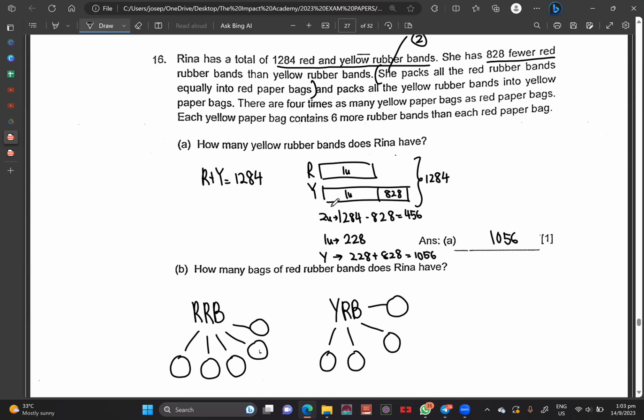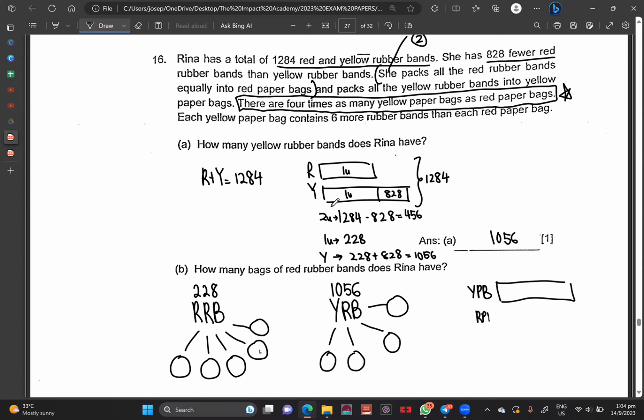Now, do I know how many red rubber bands I have? For sure. We have found in the earlier part that it is 228. And for yellow rubber bands, it will be basically 1056. Now over here, it says that there are 4 times as many yellow paper bags as red paper bags. This is very important information. You want to write down that for yellow paper bags, it is 4 units. For red paper bags, it is just 1 unit. So everything over here is 4 units, and everything over here for the red paper bags is 1 unit. So this is 228, and this is 1056.